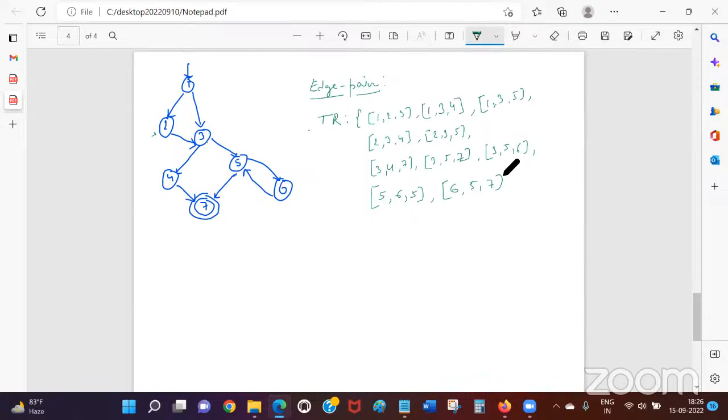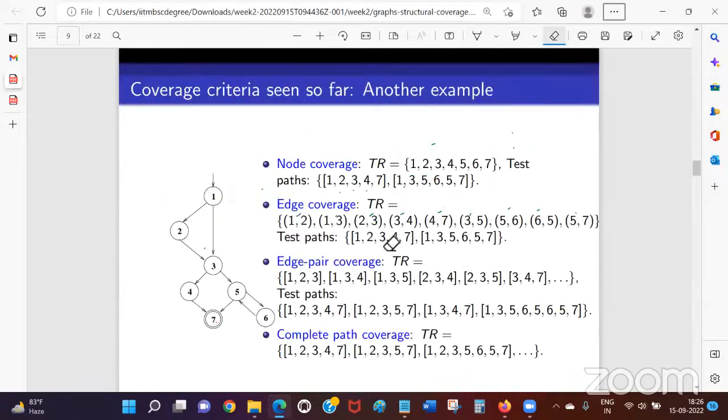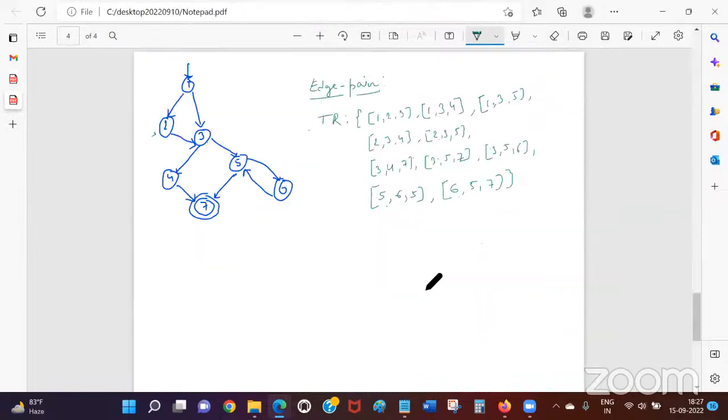So how many do I have? 1, 2, 3, 4, 5, 6, 7, 8, 9, 10. Let me check that. Yeah, that must be okay. Here not everything is written.